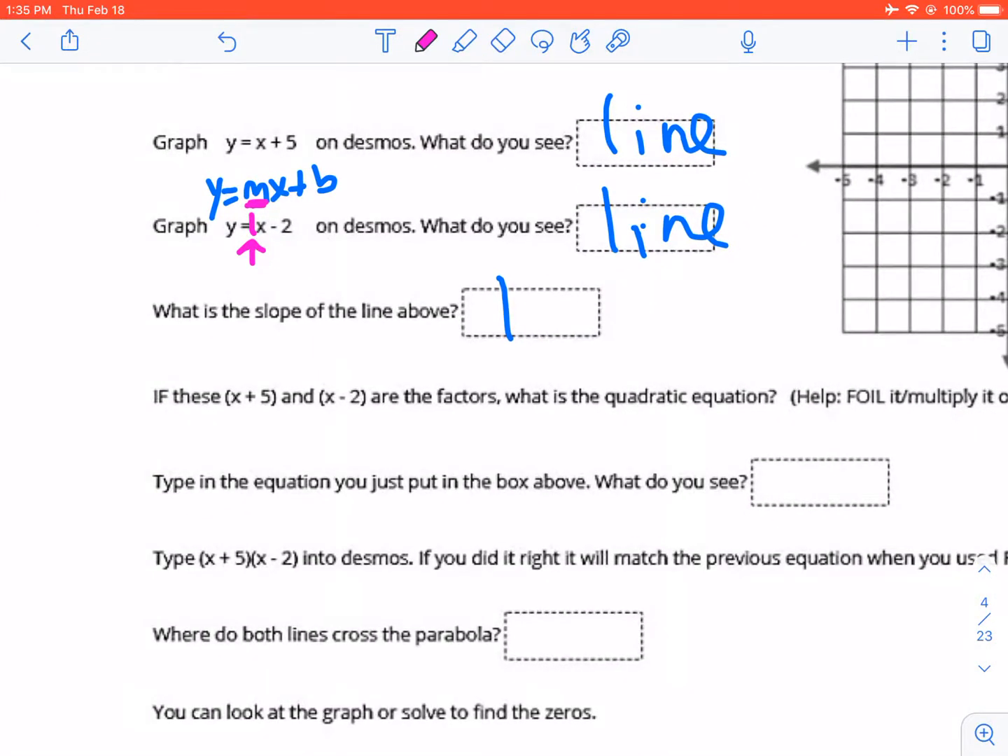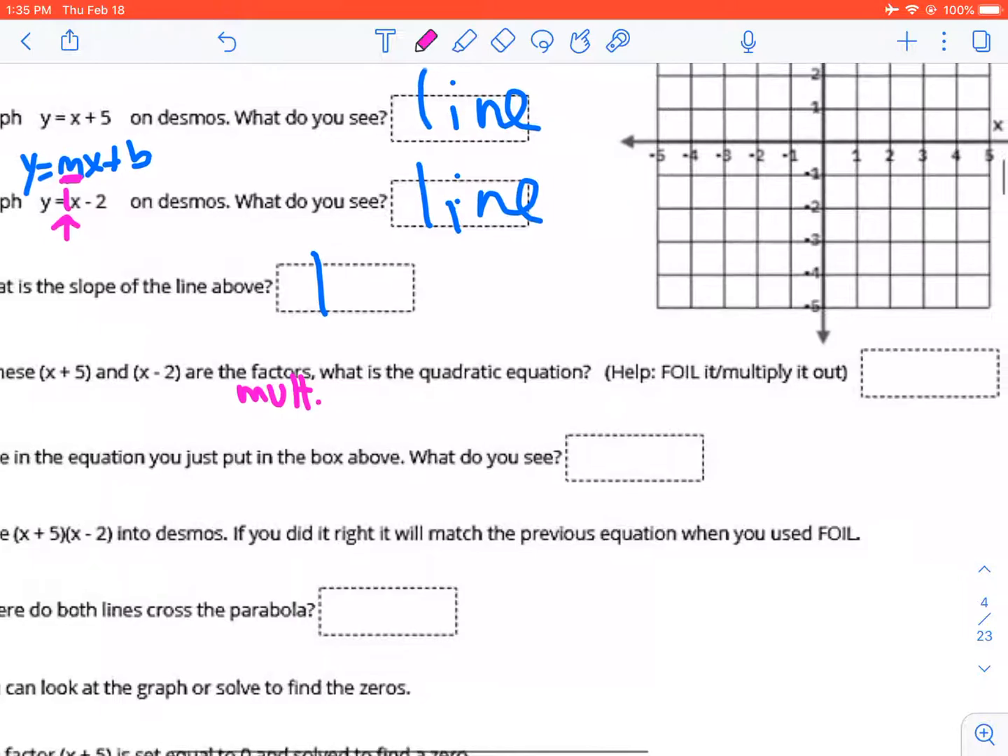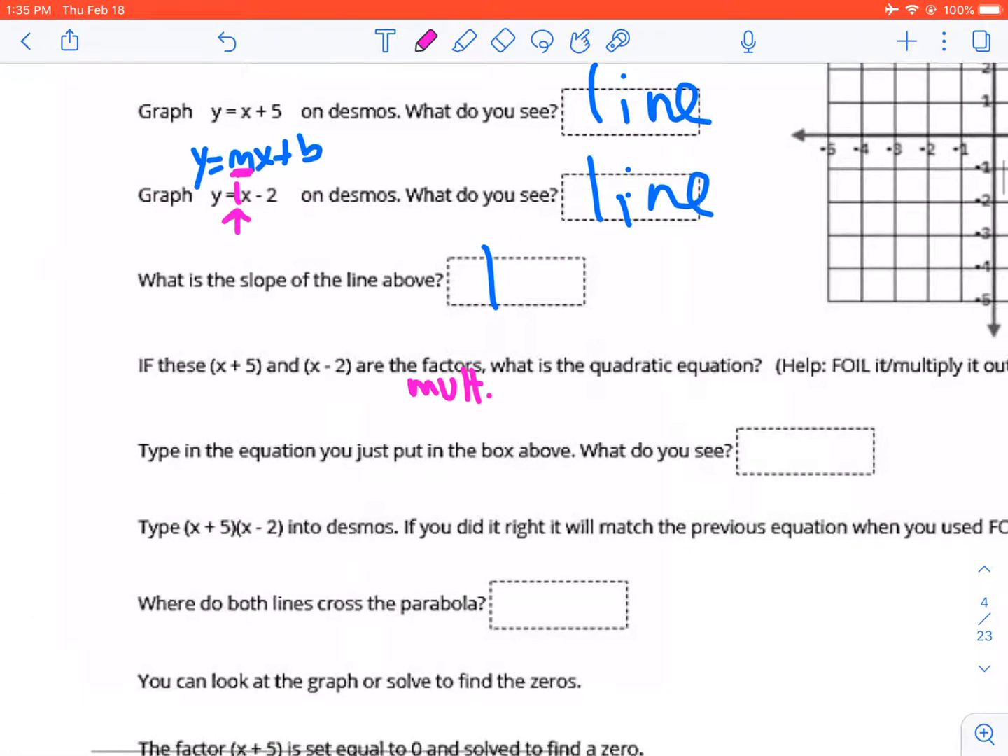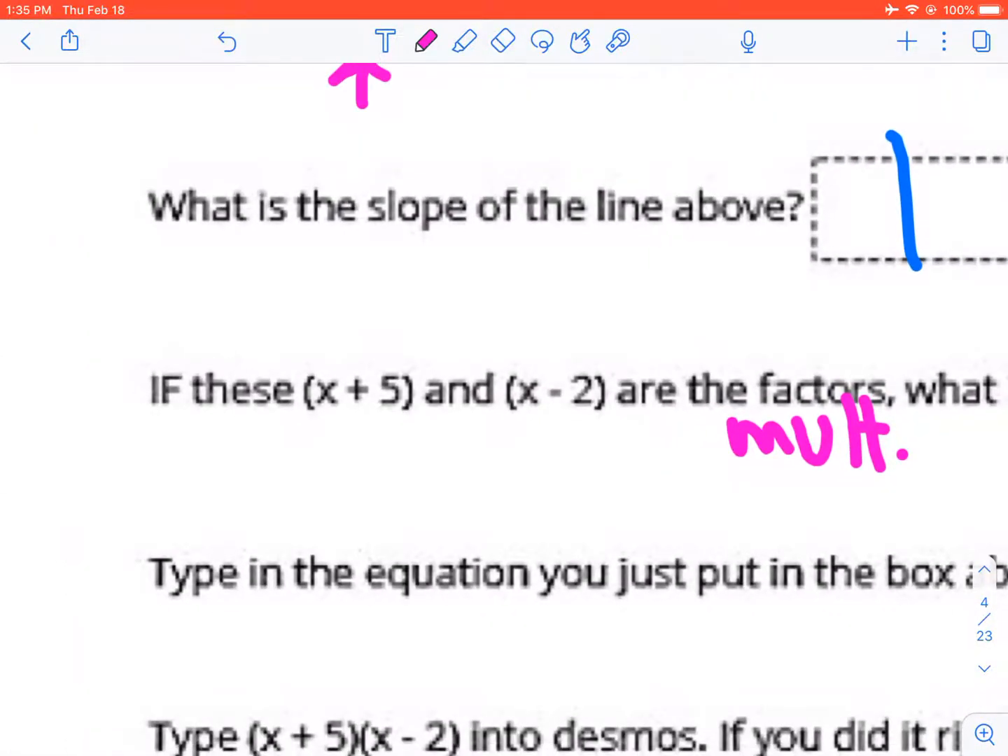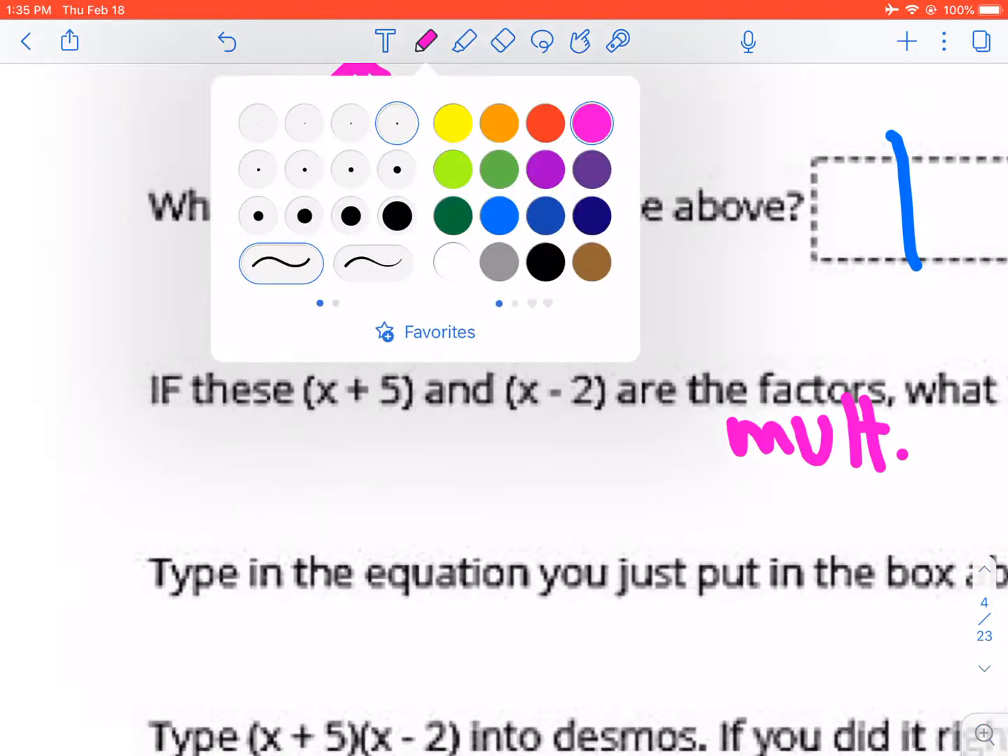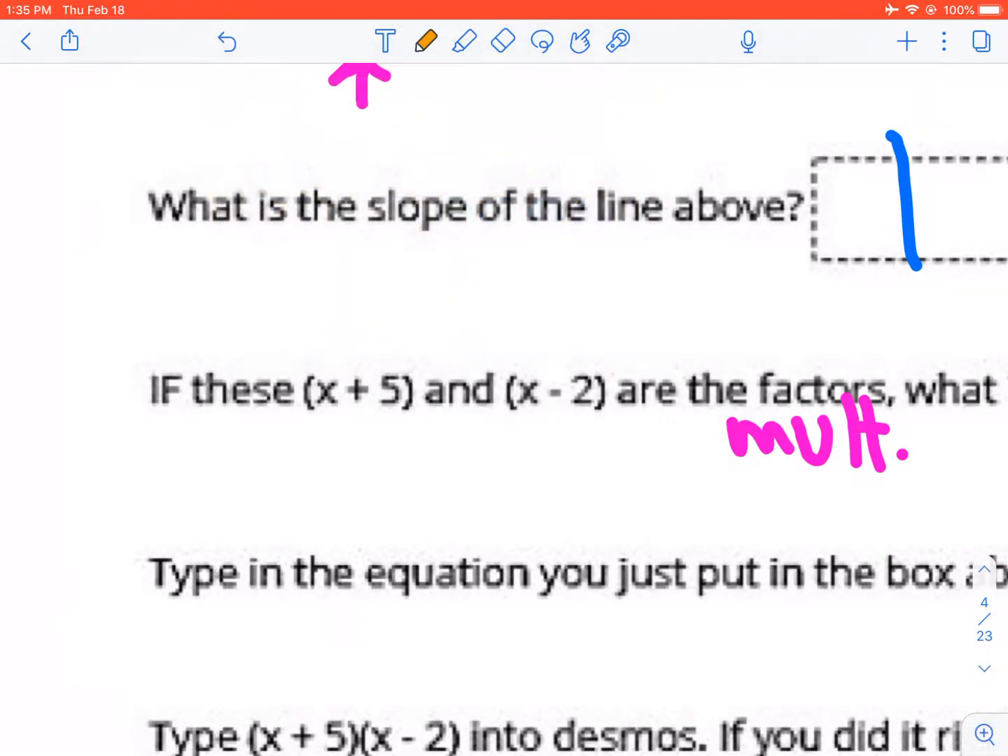If x plus 5 and x minus 2 are factors, factors means what we can multiply by, what is the quadratic equation? And it says help, FOIL. So I'm going to do just that, and I'm going to leave them like this so I don't have to rewrite, and I'm just going to pretend that they are side by side, one parentheses next to the other, and we're going to FOIL.